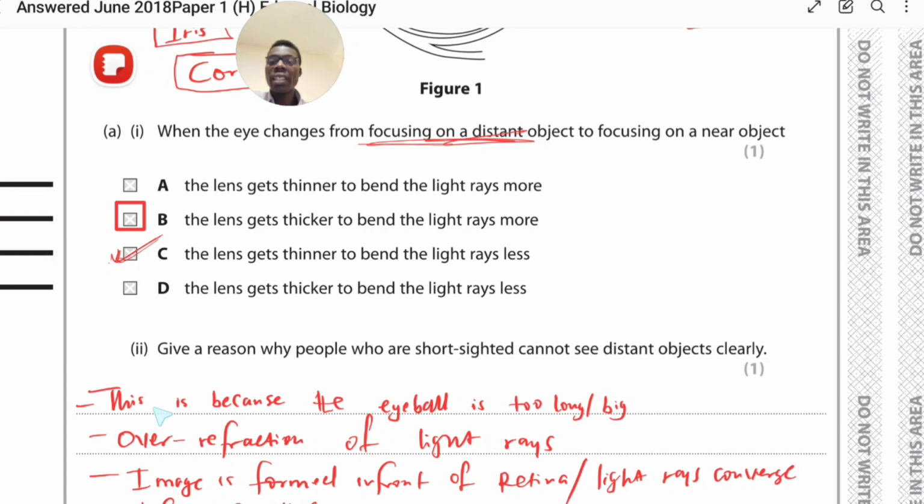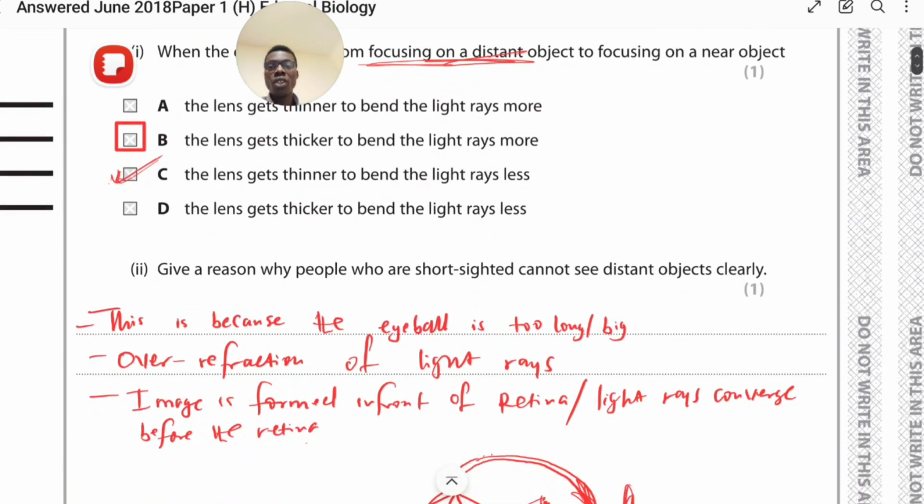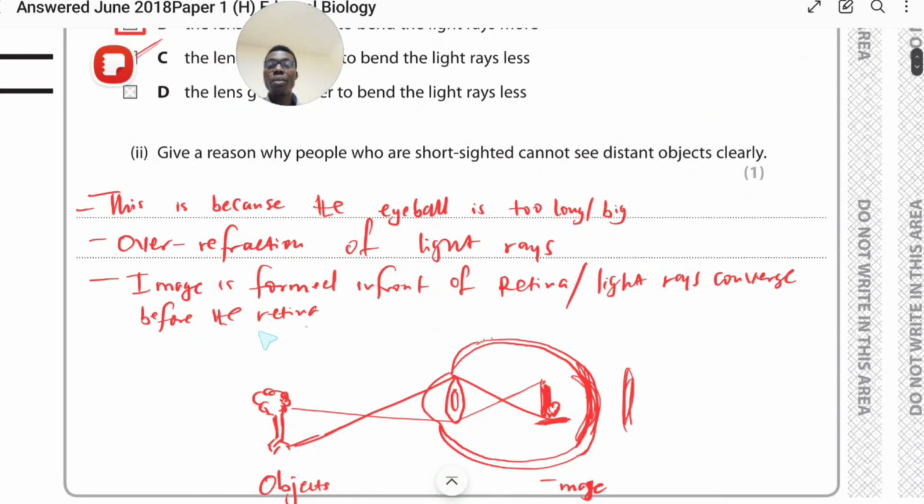Now, okay. So it says the eyeball. This is because the eyeball is too long or big. So for that reason, the image will be forming in front. It's one mark, but I wrote 3 answers here. So this is because the eyeball is too long. There will be over refraction of the light rays. Image is formed in front of the retina or converge before the retina.